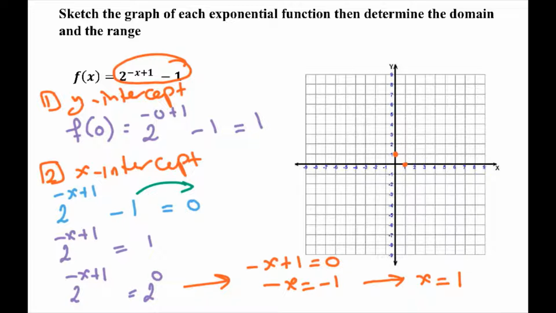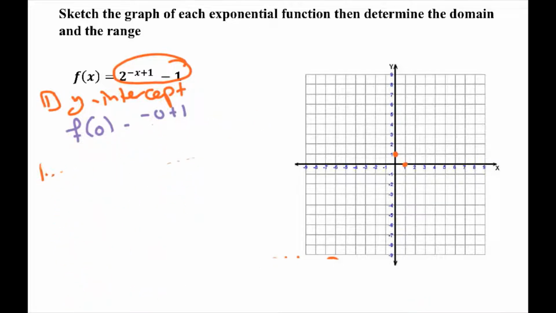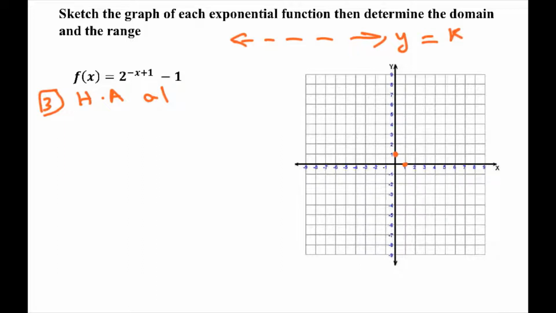Now next we need to find the horizontal asymptote. Again, for any exponential function, we have a horizontal asymptote. So step number 3, we'll find the horizontal asymptote. For a horizontal asymptote, it's a horizontal line, and any horizontal line has an equation y equals k. What is k in this equation?